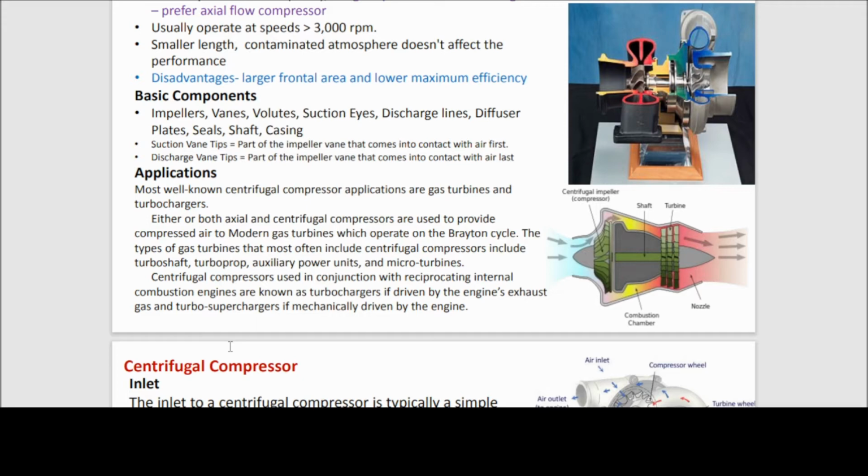Centrifugal compressors used in conjunction with reciprocating internal combustion engines are known as turbochargers if driven by the engine's exhaust gas. If the compressor is directly coupled with the engine, then it is called a supercharger.